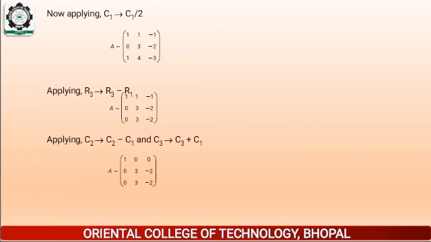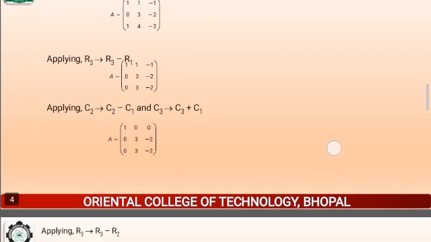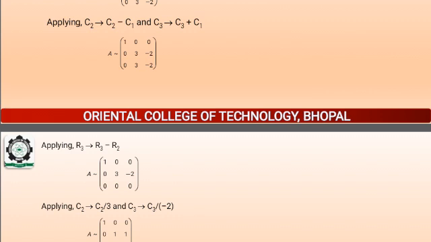Now again applying C2 changes by C2 minus C1 and C3 changes by C3 plus C1. We have matrix [1 0 0; 0 3 -2; 0 3 -2]. Now again applying R3 changes by R3 minus R2, A can be transformed into [1 0 0; 0 3 -2; 0 0 0]. In position of 2 2 we also have to make 1 here.